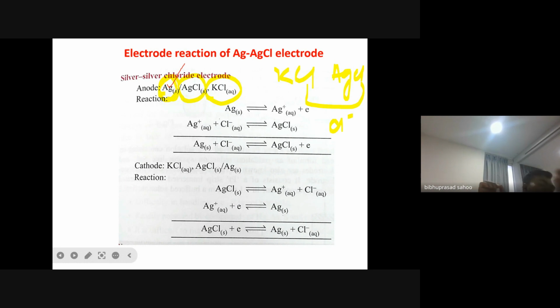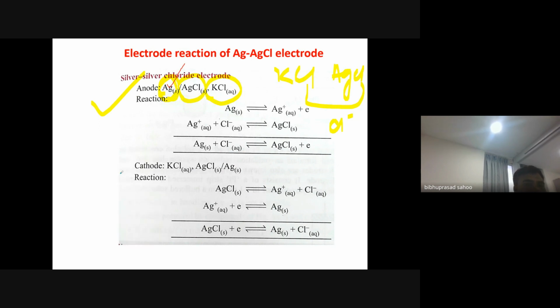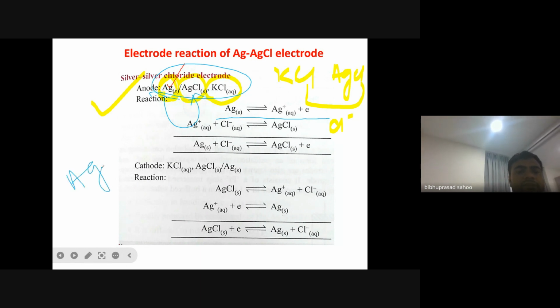Okay. So similarly, when the same electrode becomes cathode, this is the reaction, Ag plus gives Ag. When the same electrode becomes anode, this is the representation. Ag solid gives AgCl, KCl. See, student, Ag to AgCl. What is the oxidation state? Ag means its oxidation state is 0. AgCl means oxidation state is Ag plus. So 0 to plus is oxidation. So this is your anode.